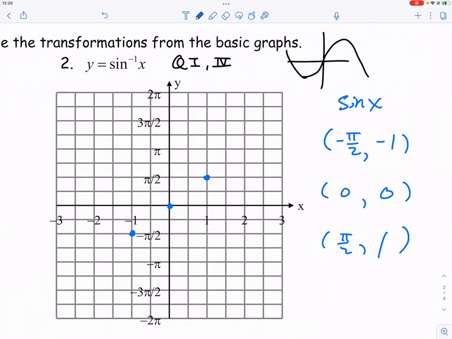Plot these points, and then graph it. And again, to make sure that the graph is drawn properly, you rotate your paper 90 degrees and see if it looks like a cosine graph or sine graph.